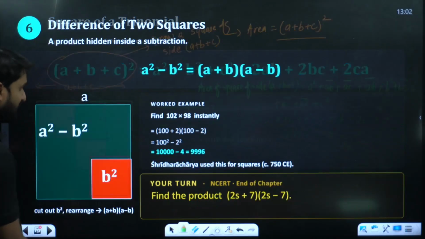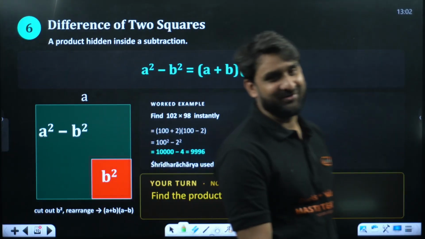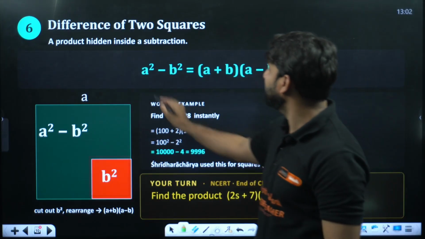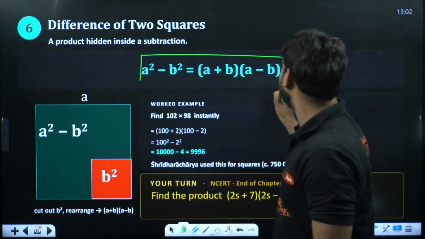Moving ahead, moving next. The next identity we have is A square minus B square is equal to A plus B times A minus B. Very interesting identity.